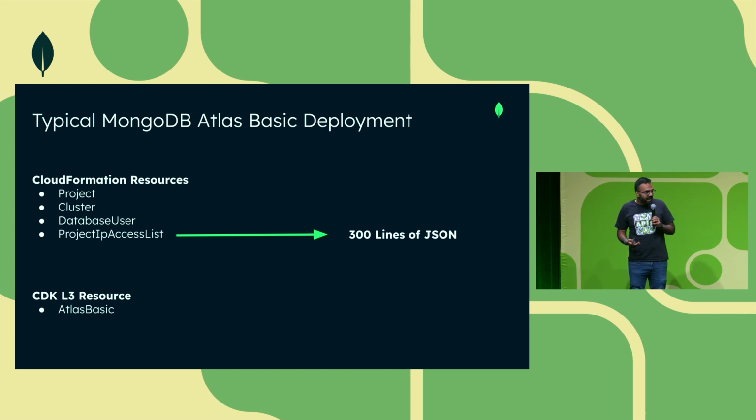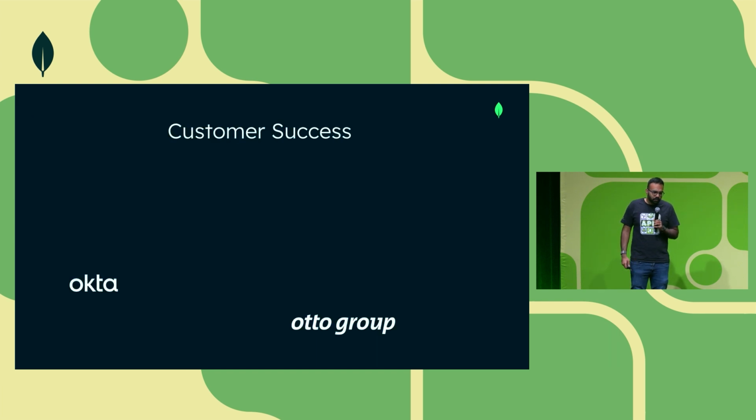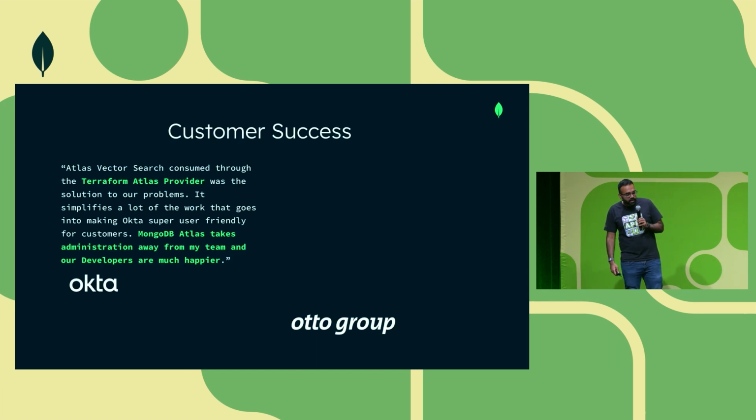With our new CDK L3 Atlas Basic resource, that actually drops down to about 100 lines of the programming language of your choice, in this case, TypeScript, which is basically 200 fewer lines of code to maintain, 200 fewer lines of headaches, 200 fewer lines of less bug issues and maintenance. And this is a relatively trivial example. You can understand how your code base begins to expand, that this variance might even get bigger and bigger. And going back to what both Rituja and Dan were mentioning, helps reduce the cognitive load for you and your team.